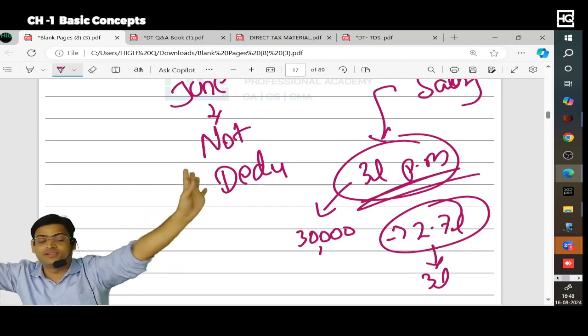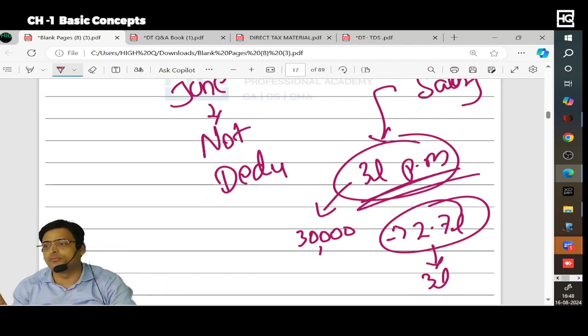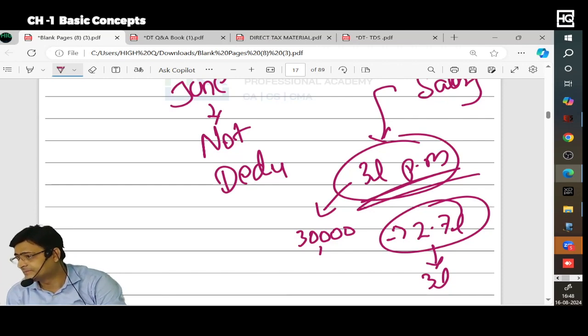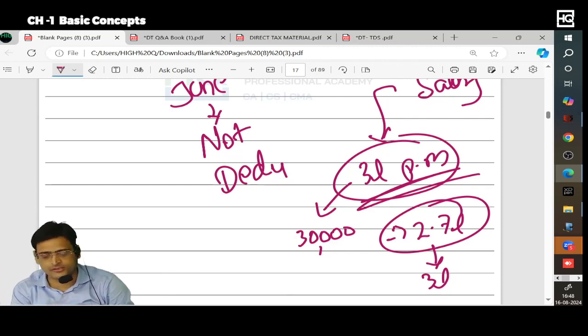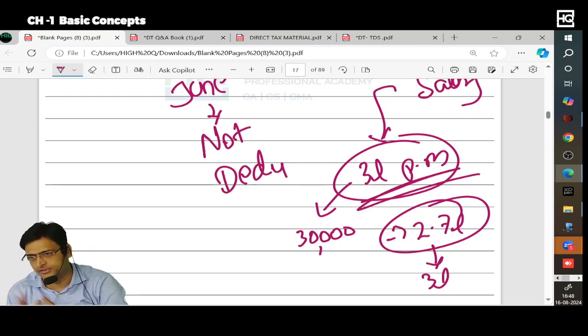I was happy. A few days after, I got a mail from HR. They told me due to some technical reason TDS has not been deducted this month, and it will be adjusted in the subsequent month. Now my question to everybody: if it is not deducted in this month, can it be adjusted in the subsequent month? Respond.